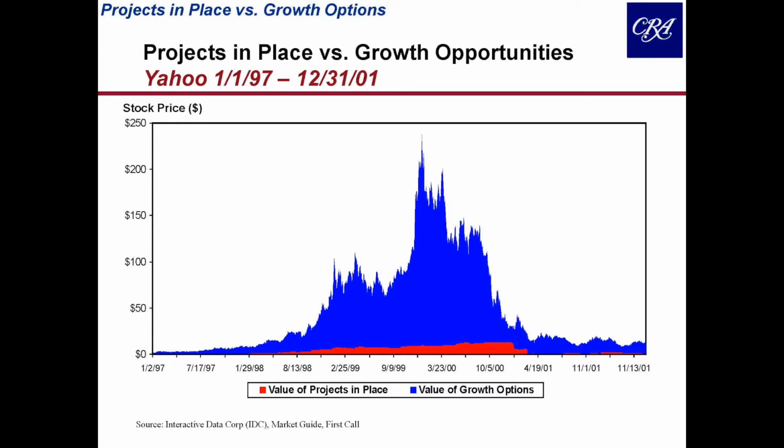Let's look at an example from the tech boom back in the late 90s. This first chart shows the division between current operations and growth options for Yahoo, which is a poster child of the tech boom. You can see that during the tech boom and collapse, Yahoo's value of current operations was pretty close to zero the whole time. But the value of the growth options went from near zero to almost $200 a share, and then all the way back to near zero. So you can see the tremendous risk associated with growth options.